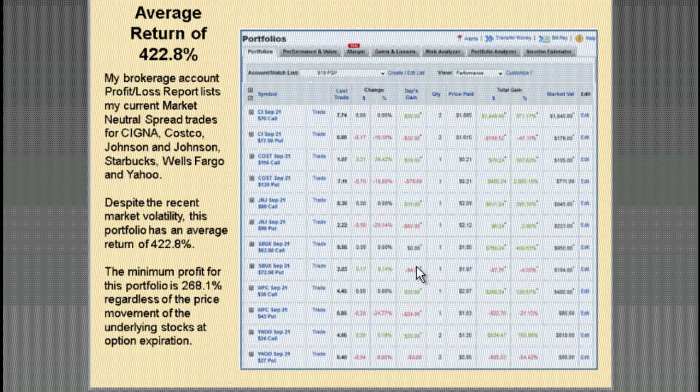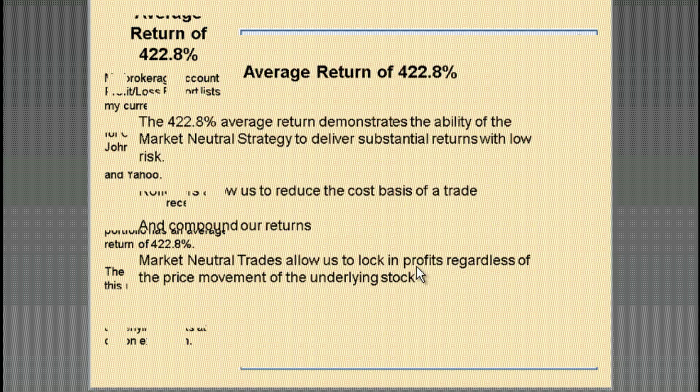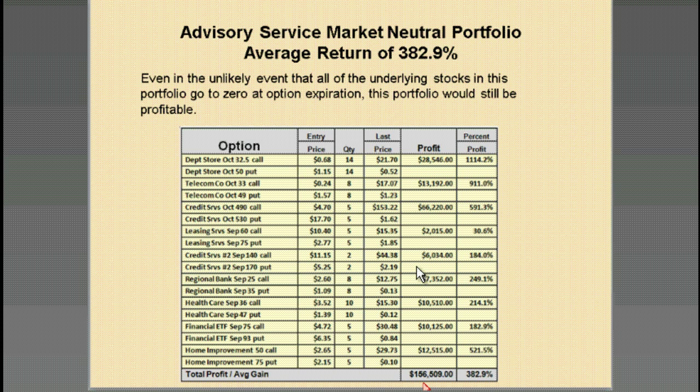And here's a snapshot. This is my current market neutral portfolio, and I have spread trades on for Cigna, Costco, Johnson & Johnson, Starbucks, Wells Fargo, and Yahoo. This is my brokerage account portfolio profit and loss report, and these are actual trades here. So my average return is 422.8% right now on these market neutral spreads. I also trade these in my advisory service, and we currently have a $156,000 open trade profit, with an average return of 382%. And this table lists the trades that we have on right now.